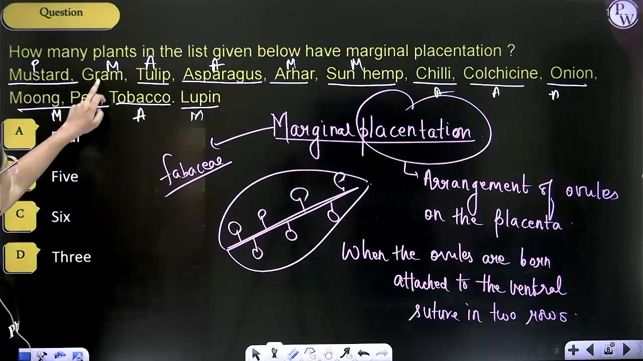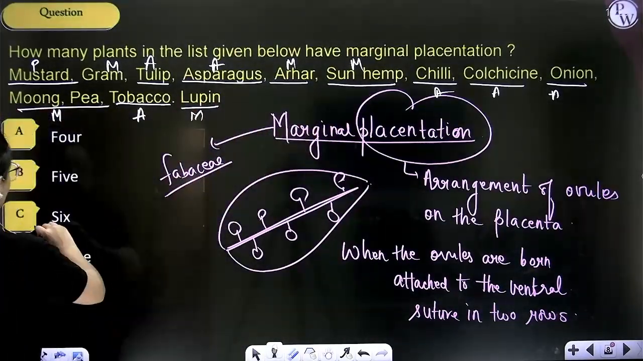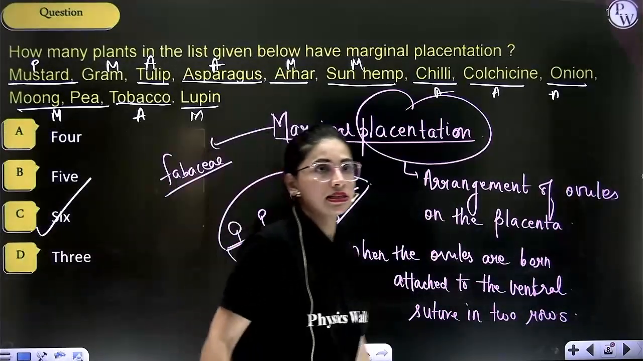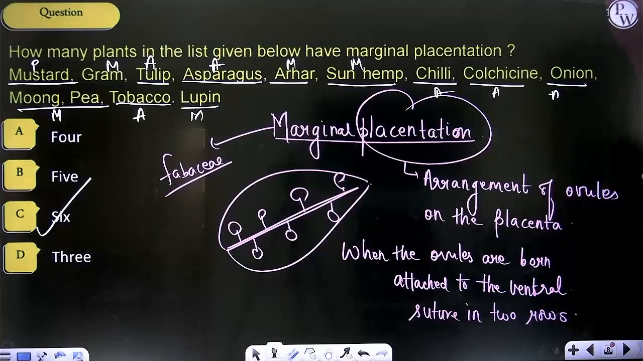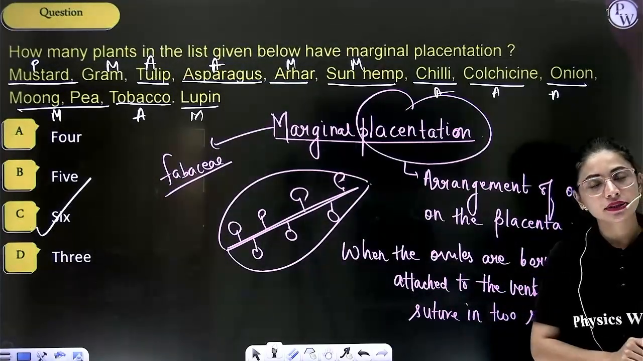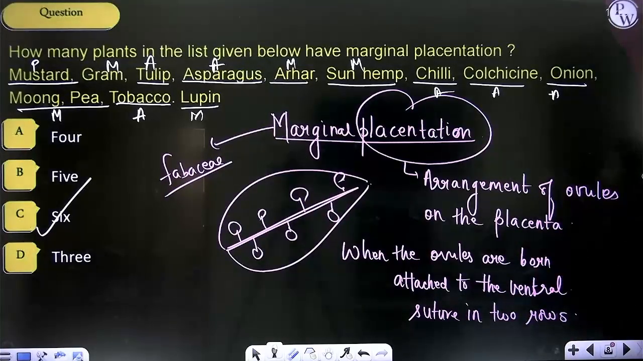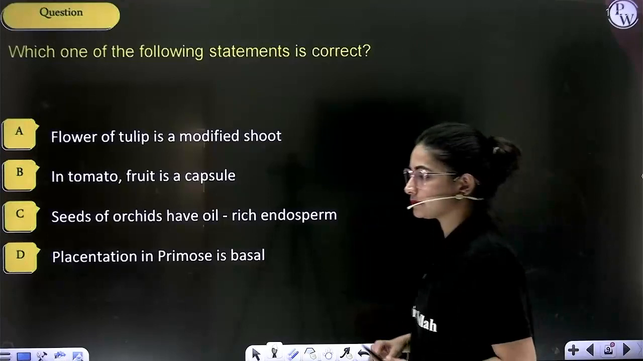So how many? 1, 2, 3, 4, 5, 6. So the answer becomes C. Just check this. Have you all understood how ma'am has searched for marginal placentation? If yes, then let's proceed further with the next question.